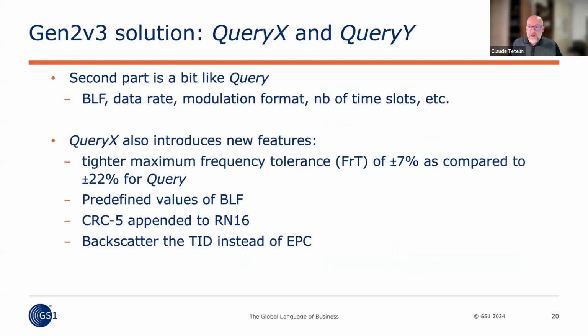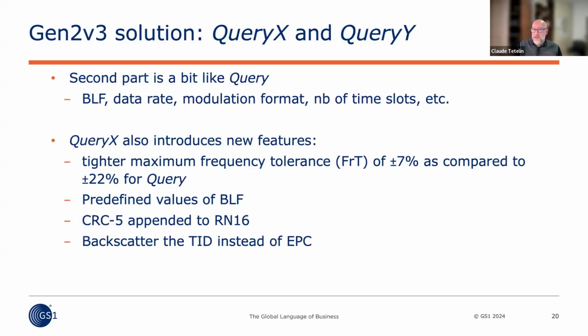So, okay, for the second part of the query X command, it's a little bit like a Gen2v3 query, and it provides information about the way tags and reader will communicate. So it defines the backscatter link frequency, BLF, the data rate, and the modulation to be used. Nothing new under the sun, but we leverage the revision of the standard to reduce the frequency tolerance so that it will be easier for a reader to detect the tag responses.